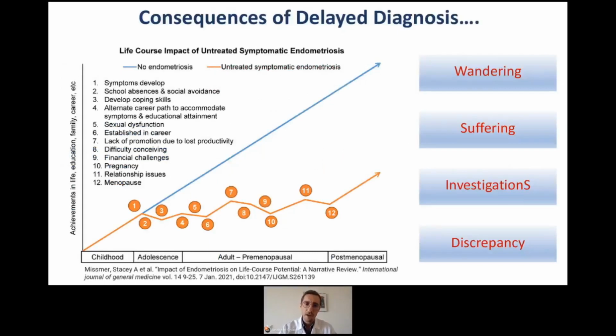During this time frame, patients will undergo numerous testing, medical wandering, suffering, investigations, and often a big discrepancy between symptoms and clinical presentation. A study which came out in 2021 by Meismer et al. actually showed how endometriosis will affect a patient through their adolescence and adult life. And symptoms are highly acute during critical phases over a patient's lifetime when they will be making decisions about education, about family life, and their professional environment.